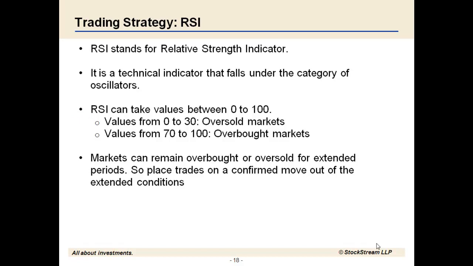Markets can remain in overbought or oversold conditions for extended periods of time, so you should not buy a pair just because it is oversold or sell it just because it is overbought. The trading strategy for this indicator involves selling the market if it moves and closes back below overbought conditions, and vice versa.